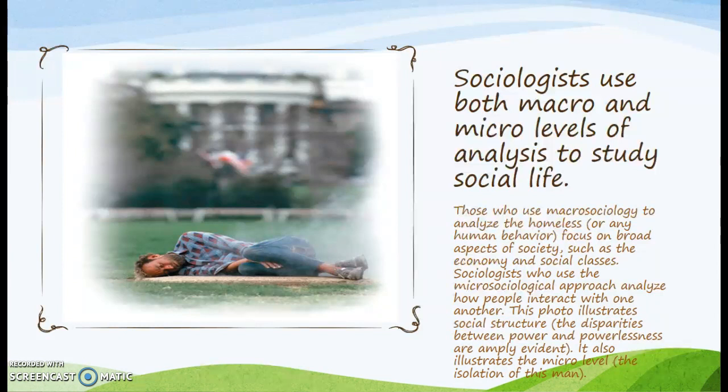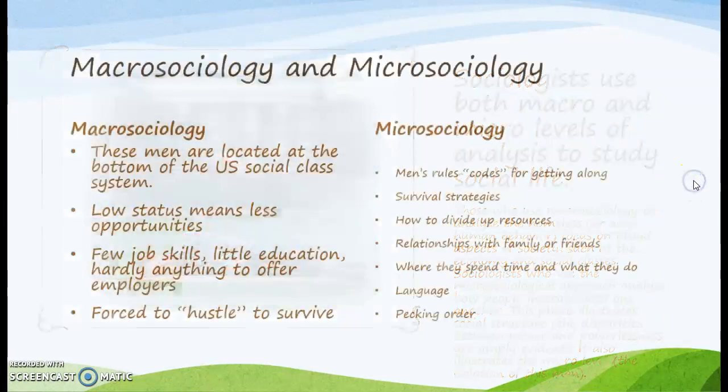Those who use macro sociology to analyze the homeless or transients, the people that we are looking at, for example, would focus on broad aspects of society, such as the economy, social class, etc. Sociologists who use the micro-sociology approach would analyze how people interact with one another. This photo illustrates social structure. The disparities between poverty and powerlessness are amply evident in this. It also illustrates this at the micro level, which is the isolation of this man. So you can see the macro and micro even within this photo.